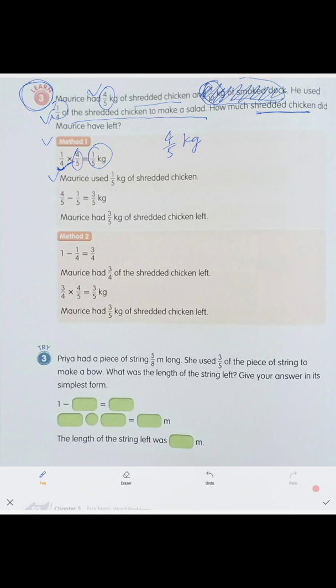Now they're asking us how much is left. Right? How much is left? He used this, he got this. Simple subtraction, right? He had 4 over 5 kilogram, he used 1/5 kilogram. This is how much is left. Maurice had 3 over 5 kilogram of shredded chicken left.